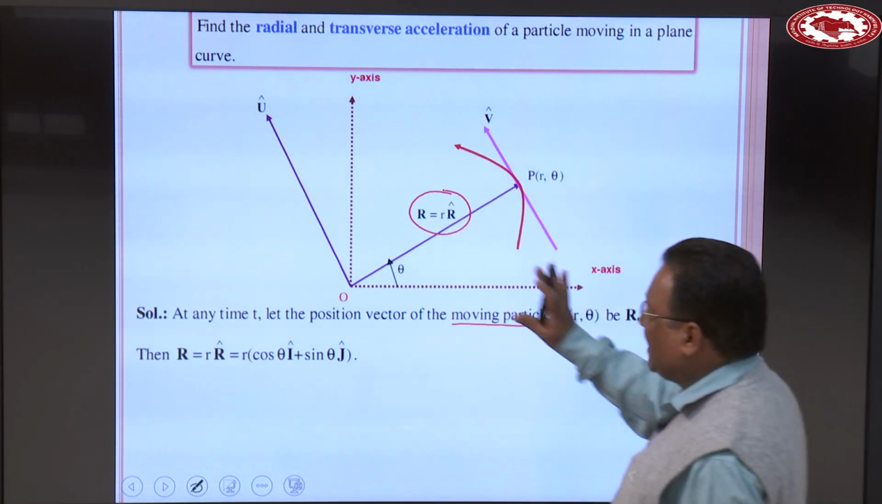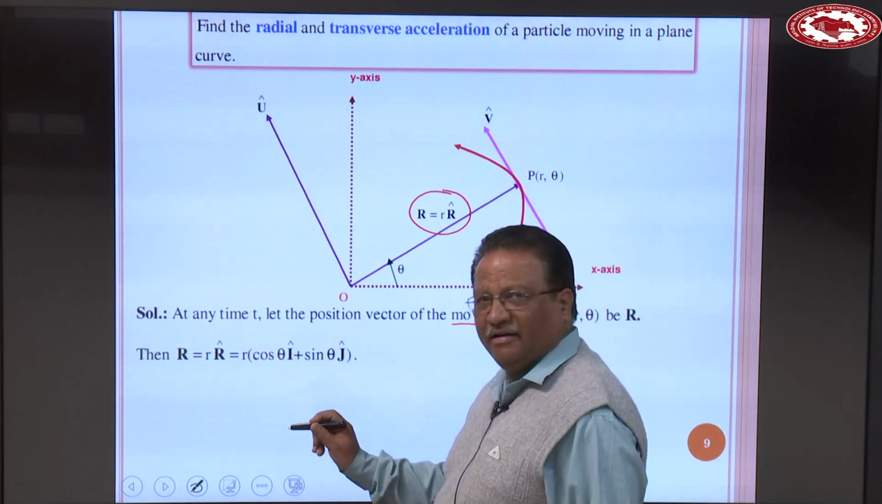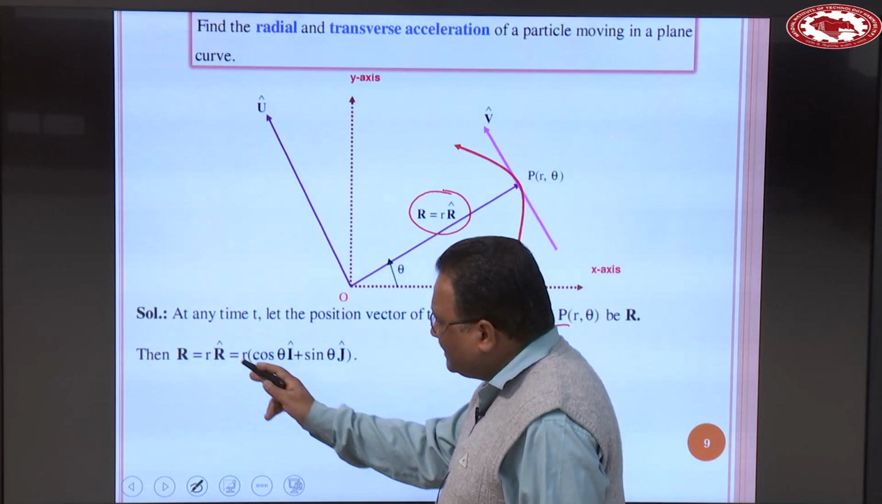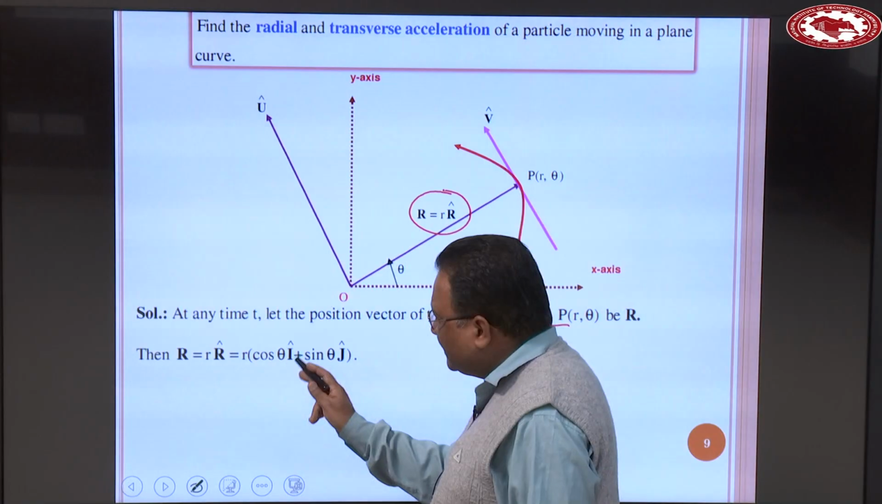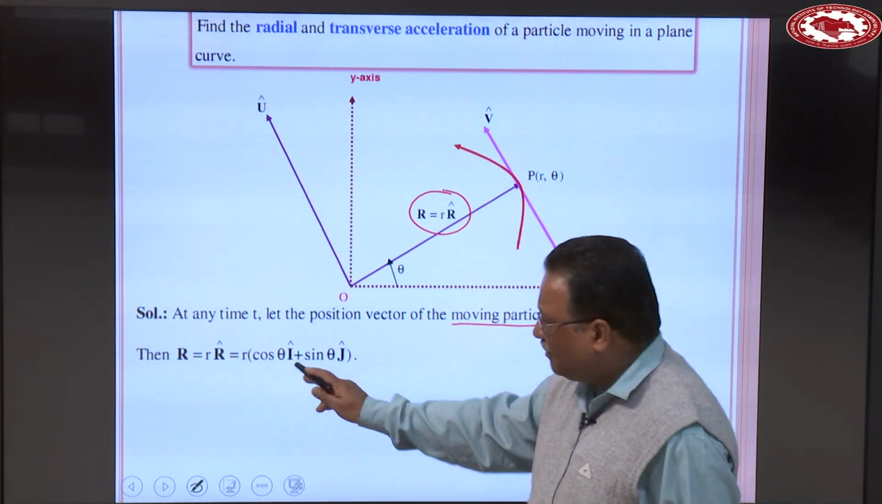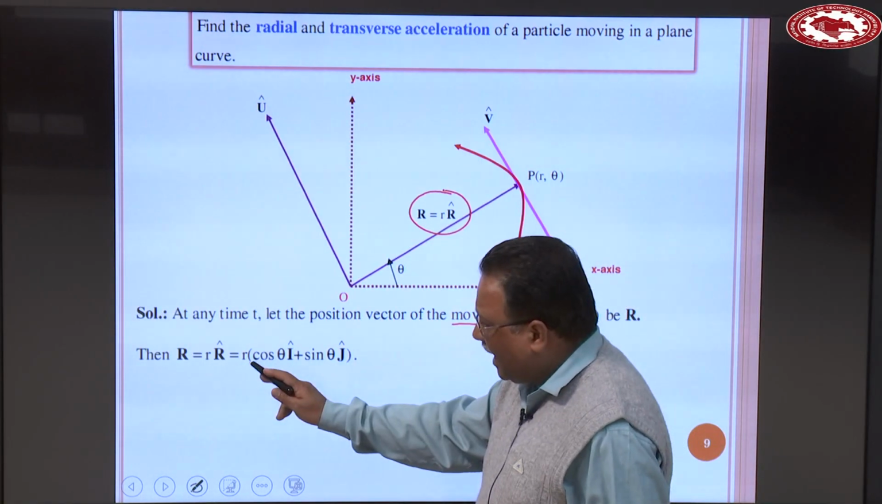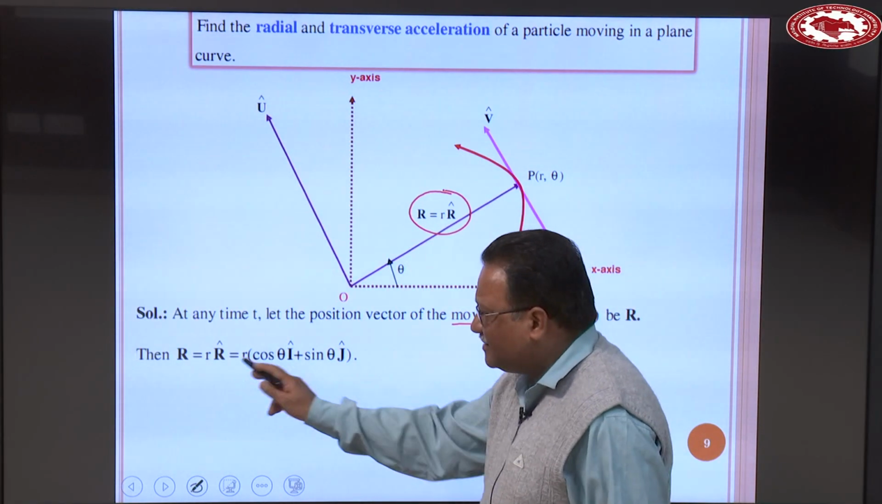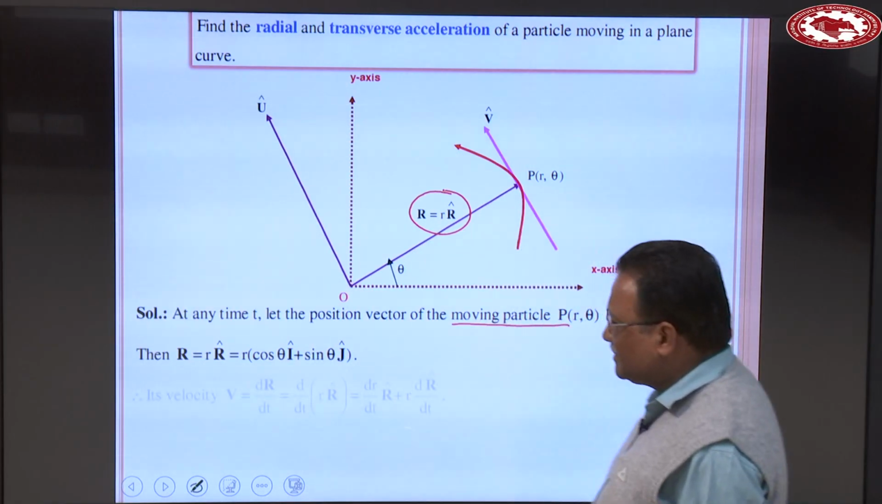Now what is R? R is obviously r times r cap, and r cap can be written as cos theta i cap plus sin theta j cap. Taking r common, capital R is equal to r times cos theta i cap plus sin theta j cap.